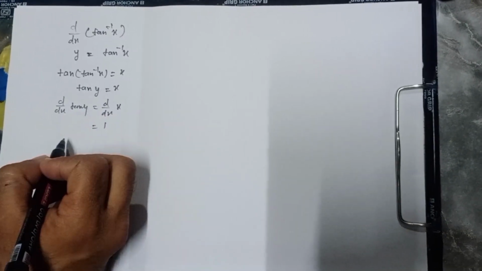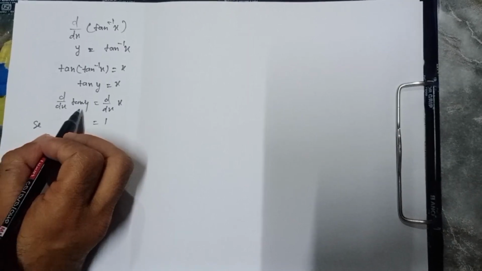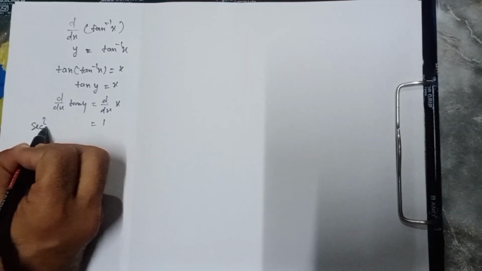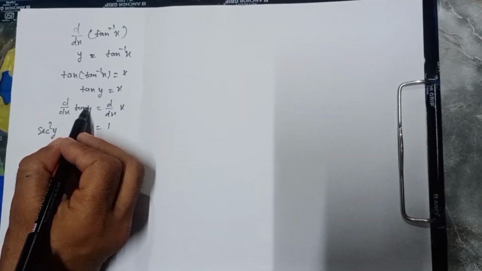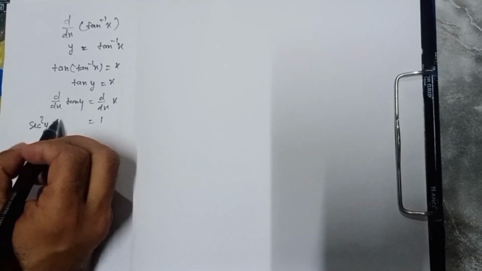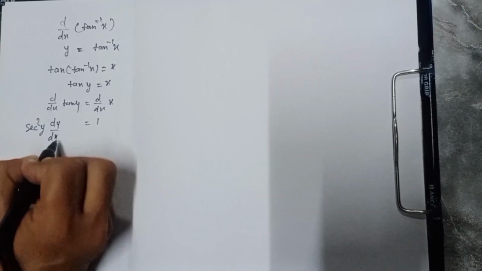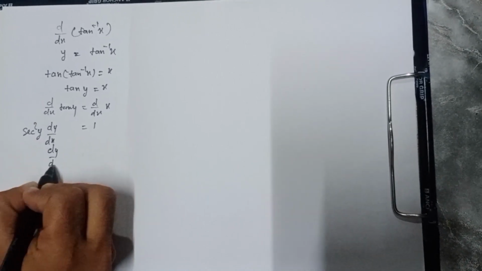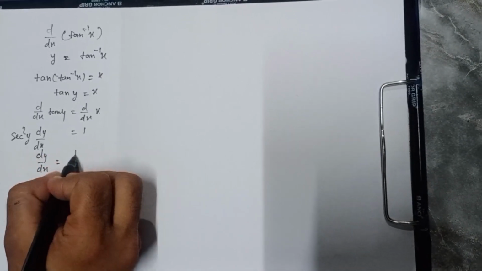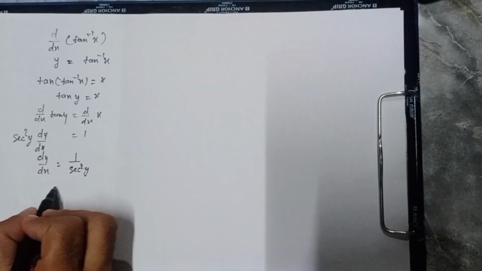D by dx of x will give 1. What is the differentiation d by dx of tan y? It is sec square y. Again we'll take the differentiation of this function y, so angle y. So d by dx of y, it means dy by dx. Now for dy by dx, this sec square y will move this side, 1 upon sec square y.